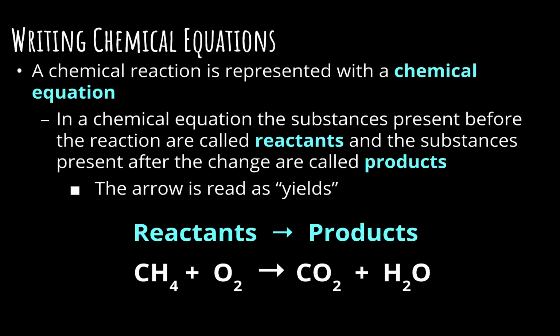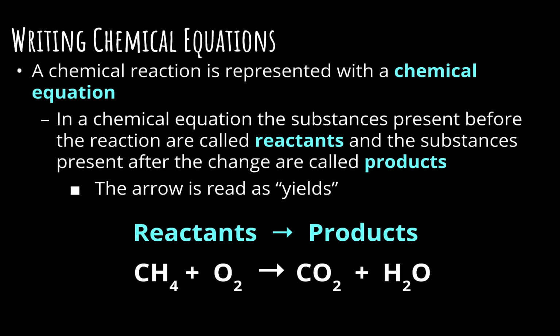A chemical reaction is represented with a chemical equation. When we write out a chemical equation, you have the substances on the left, called reactants, which are present before the reaction takes place, and then you have substances on the right, called the products, which are what are present after the change has happened. That arrow is read as a yield sign. So this would be read as reactants yield products. Again, the reactants are what you start with, on the left, and the products are on the right.